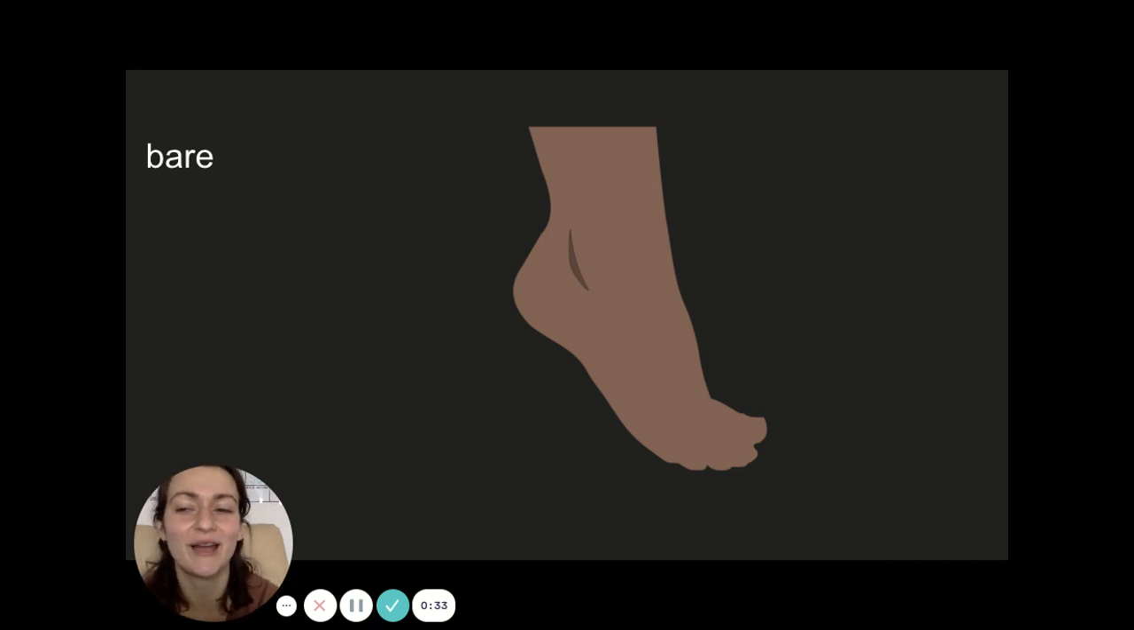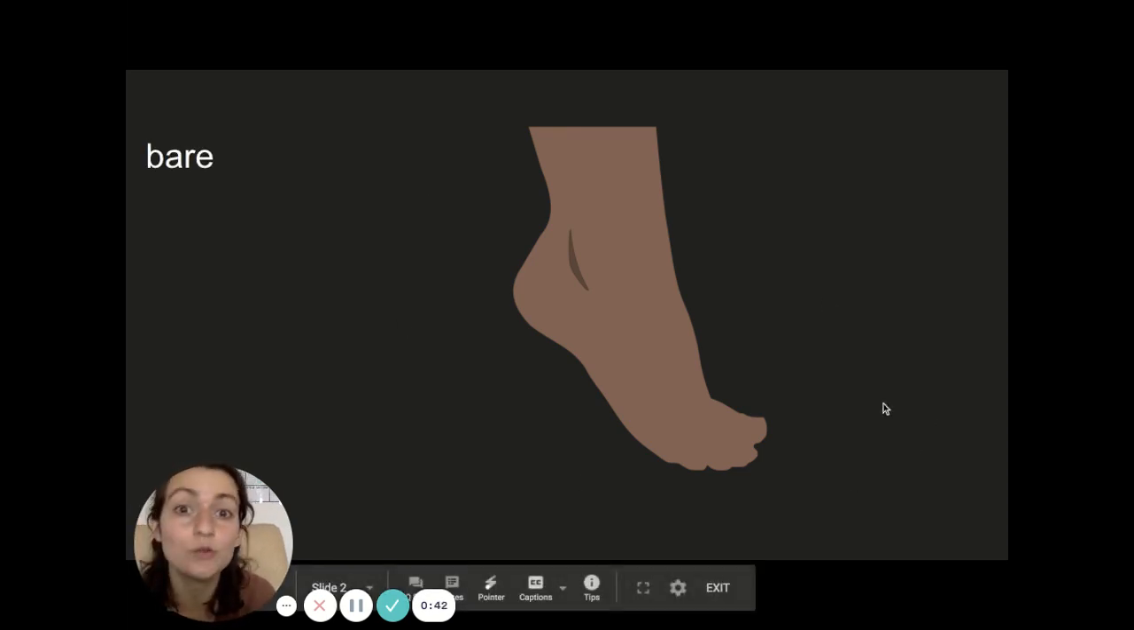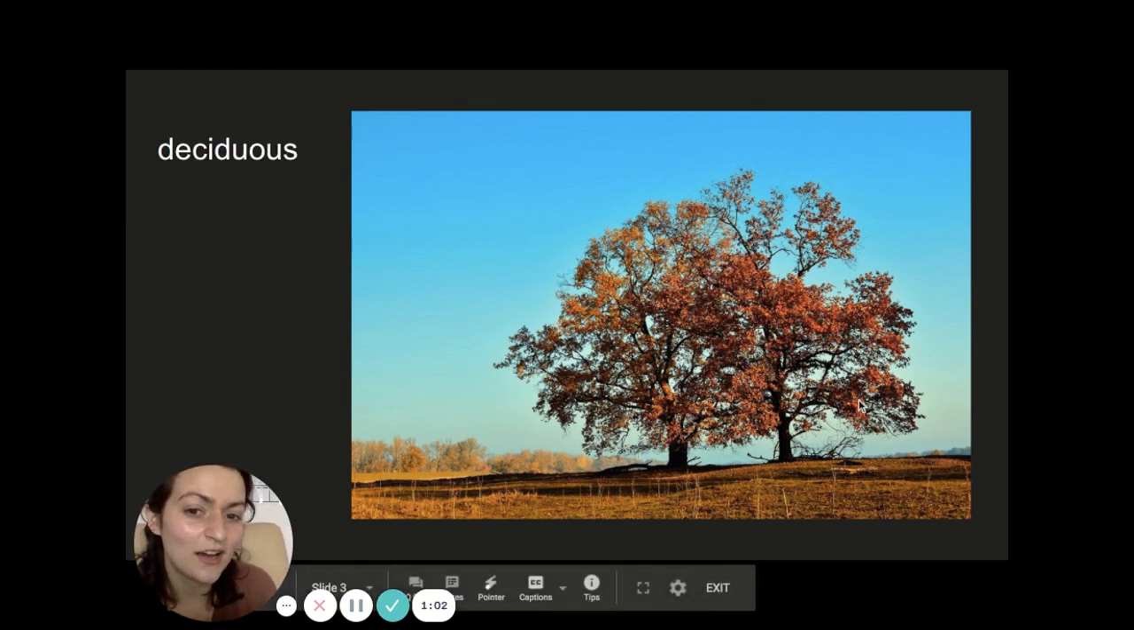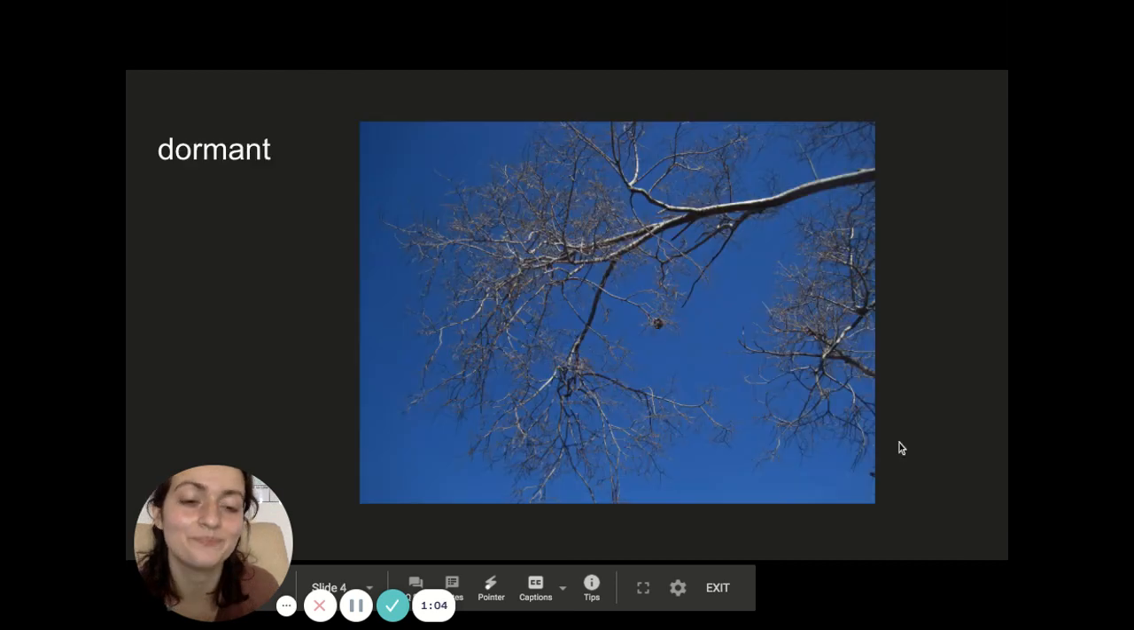Okay, our first vocabulary word is bare. Bare means without any covering. So you might walk around the house with bare feet. That means no socks, no shoes, no covering. Bare. Our next word is deciduous. Now, deciduous means losing leaves every year. So a deciduous tree will start losing its leaves in autumn or fall. Remember how we talked about why the leaves turn orange? How it means that they're ready to fall off the tree.